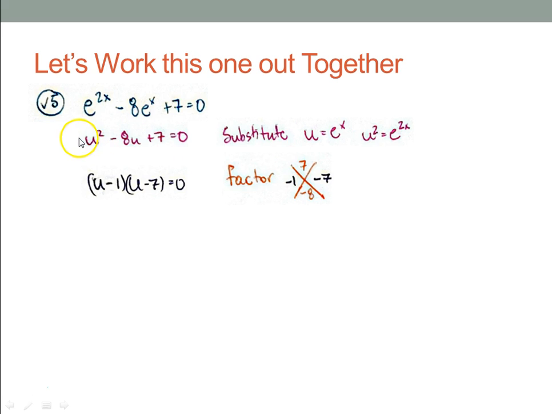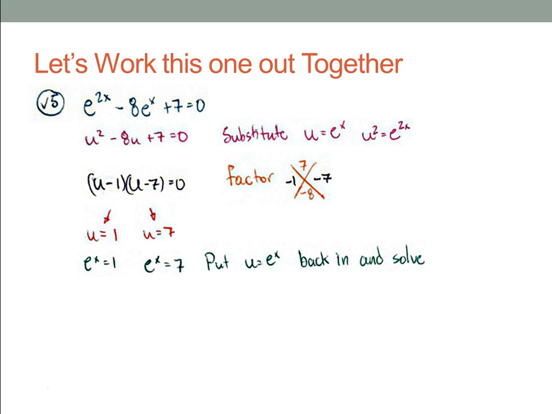Now again, the coefficient of u squared is 1. 1 times 7 is 7, which is the top number. B is negative 8, and negative 1 and negative 7 multiply to positive 7 and add up to negative 8. So powerful substitution, because now I can solve for u. U is equal to 1 and u is equal to 7. That allows me to put u equals e to the x back in, so reverse substitute, and solve. e to the x is equal to 1 and e to the x is equal to 7. Now, if that was my two problems, just use the natural logarithm and we're done. So that's why we use the substitution, or this purple line here.